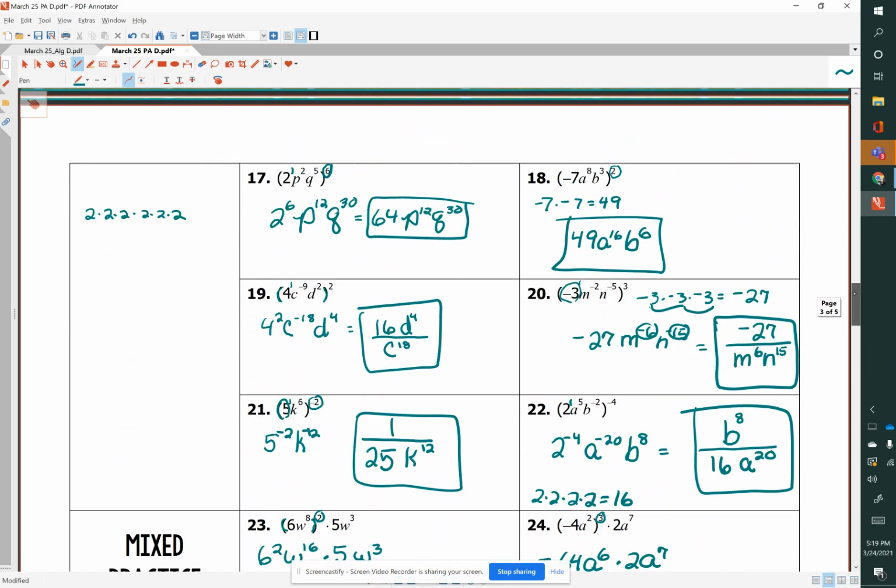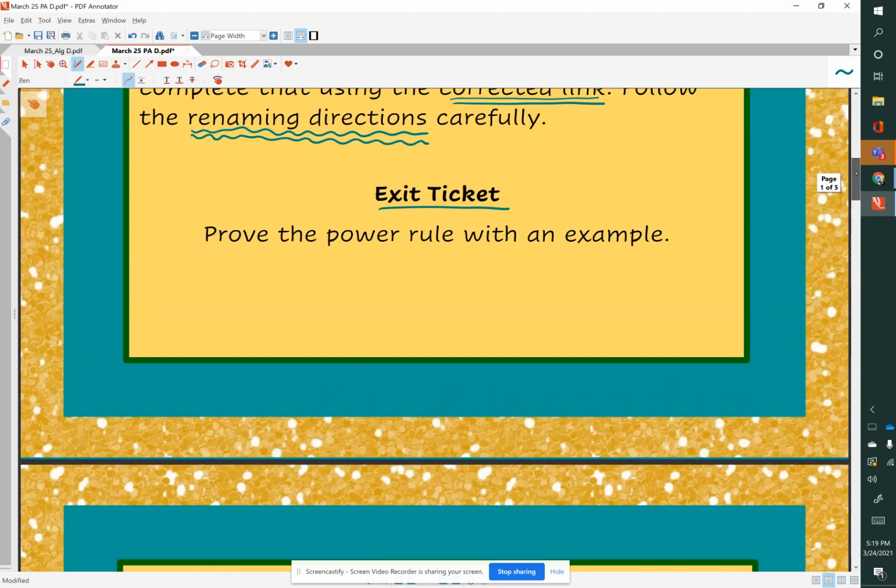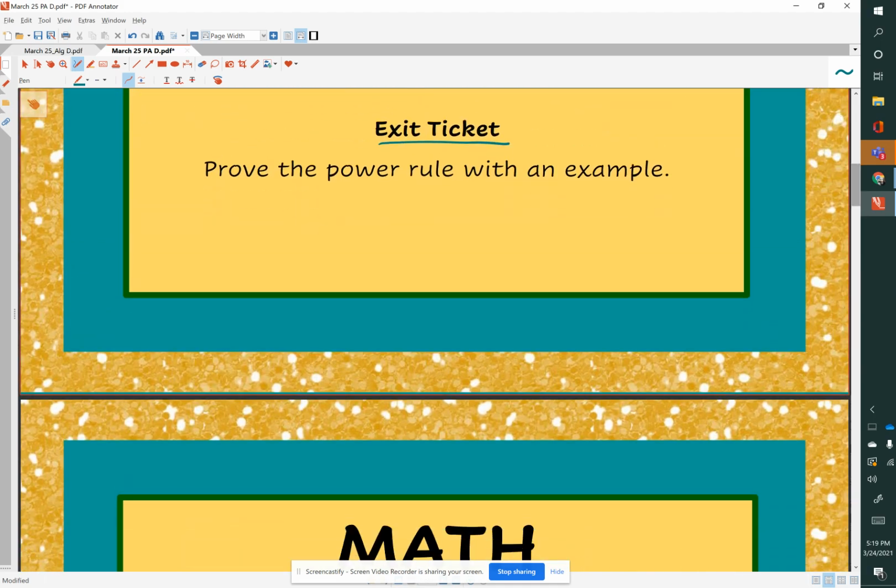So let's go to that exit ticket and see if we can figure out a way to prove the power rule with an example. So if we have 2 to the 4th power, that would be 2 times 2 times 2 times 2, which would be 16. If we were to take 2 to the 4th power and raise that to the 2nd power, that would be the same as 2 to the 8th.